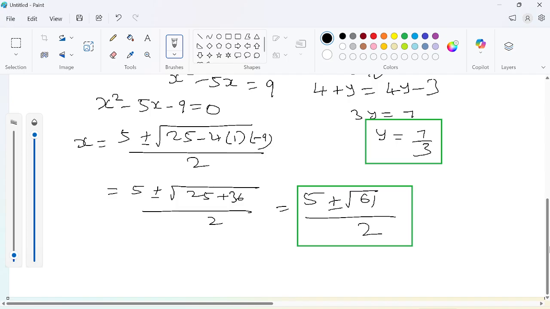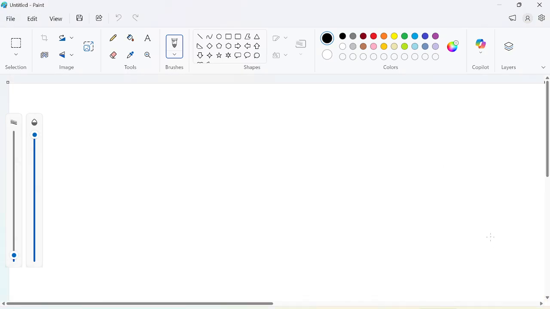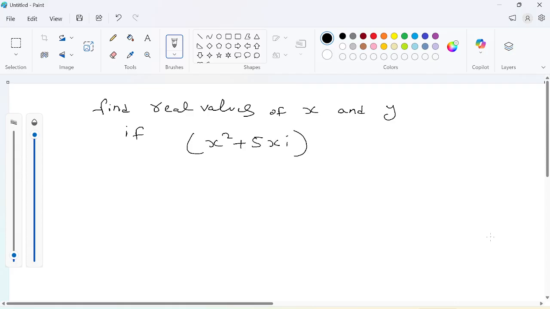Now let us take another problem. Find real values of x and y if x square plus 5xi minus 4x plus yi is equal to 6 minus 2i plus 3 plus 4i.